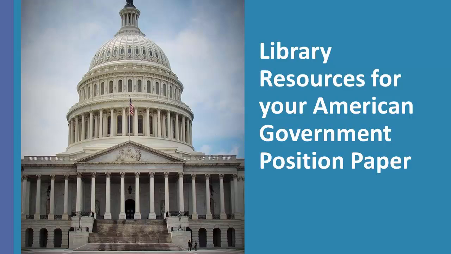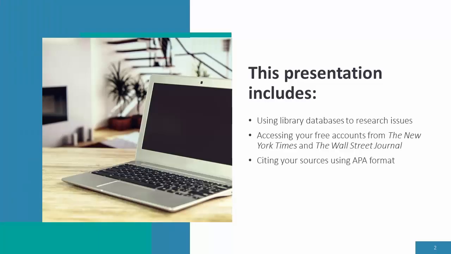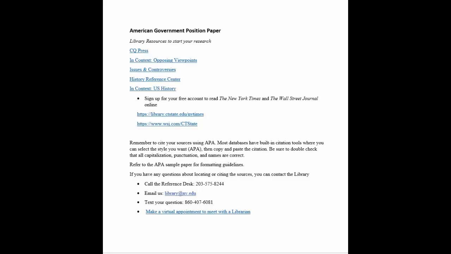Hello from the library. This short video will demonstrate a few helpful resources that you can use for your American government position paper. The video will include using library databases to research issues, activating your free accounts from the New York Times online and the Wall Street Journal online, and citing your sources on an APA-style references page. You can refer to the handout for links to all the resources I'll demonstrate today.